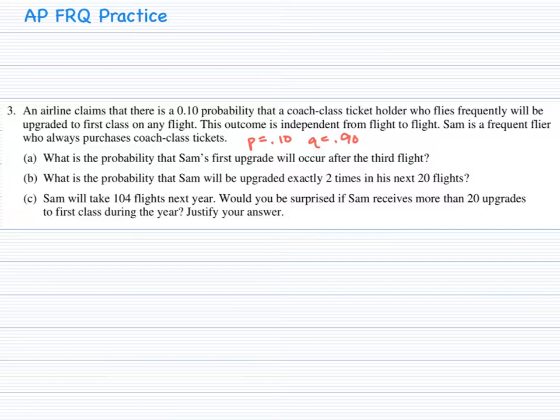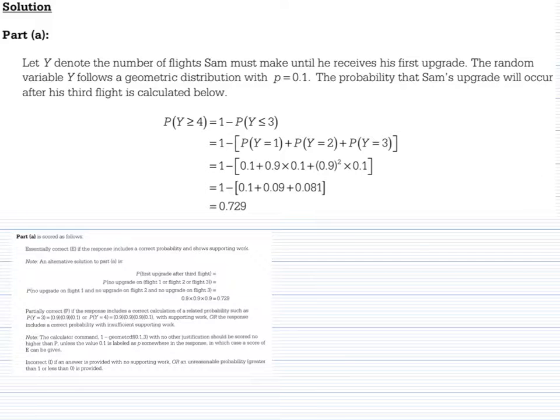So what's the probability that Sam will be upgraded exactly 2 times in his next 20 flights? He'll take 104 flights next year. Would you be surprised if he received more than 20 upgrades to first class during the year? Looking back to see what the question was. Trying to make you guys dizzy and confused. So, we'll go to part A.